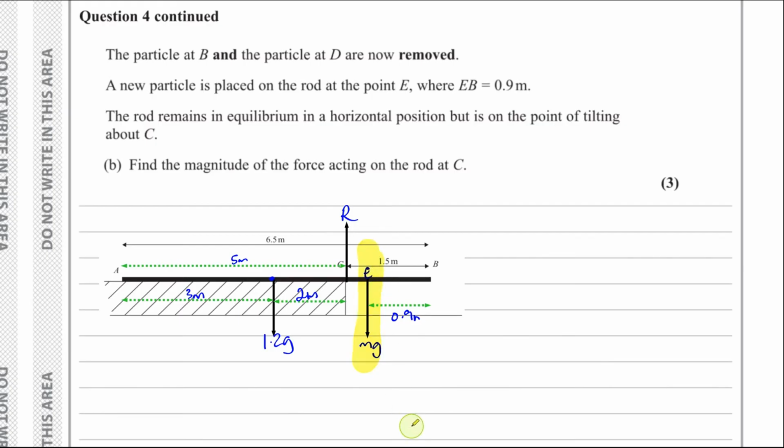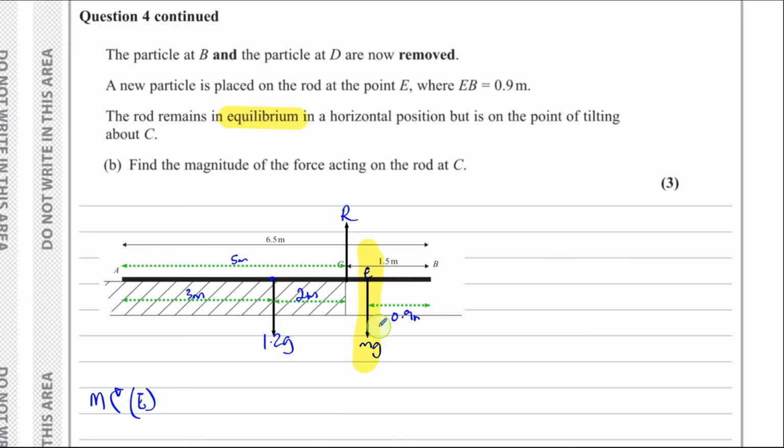Now you can take moments about any point you want to, on or off the diagram. And if the thing is in equilibrium, which it is, then the clockwise moments about whatever point you choose must be the same as the anti-clockwise moments. That's always going to be true. So I can take the moments about A, about this point where the weight acts, about C, about B, about any point I want to. Now I'm going to take moments about E.